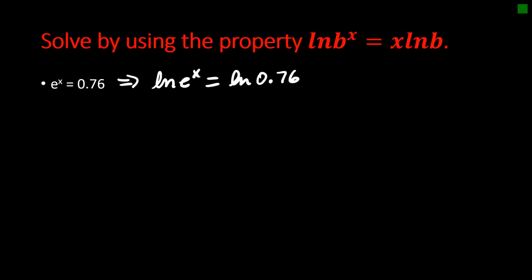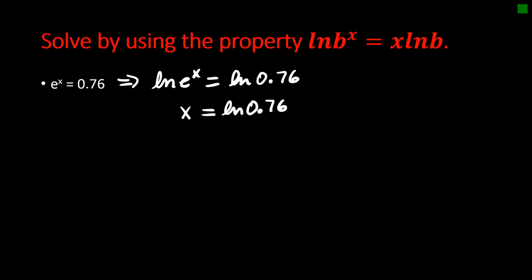But we take the natural log of both sides. So natural log of e to the x, all that cancels. We can use this approach for bringing down x, and natural log e wipes itself out. But needless to say, x is going to be the natural log of 0.76. Now, that is an exact answer.